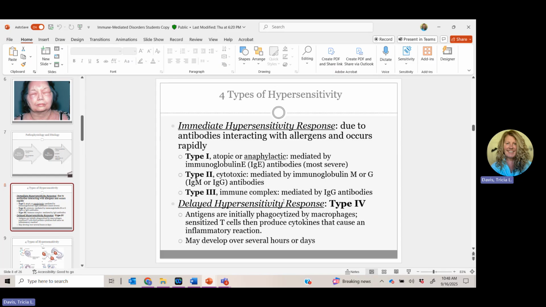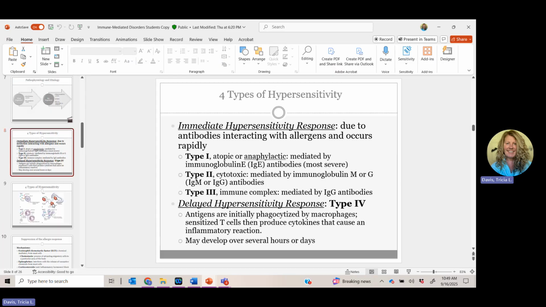Then we have type 4. Type 4 is our delayed hypersensitivity response. So this is where these antigens in the body are initially going to be phagocytized by these macrophages. Okay, those macrophages are going to be those sensitized T cells that are then going to go on and then produce these cytokines that cause this inflammatory reaction. And what we see is that because of that initial response from the macrophages, they don't see this response right away. It can be several hours or several days, even more than a week or so, upwards of 2 weeks sometimes you can see a reaction.